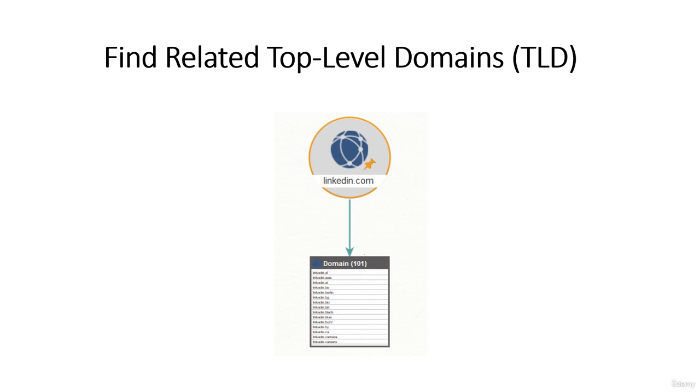Top level domain refers to the last part of a URL, for example .com. In the domain Maltego.com, .com is the top level domain, and the Maltego desktop client has the To Domain transform, which returns all top level domains related to the target domain. For example, we run the To Domain, Find Other TLDs transform on the linkedin.com domain. This transform returns 101 domain entities, including linkedin.asia, .de, .io and more.